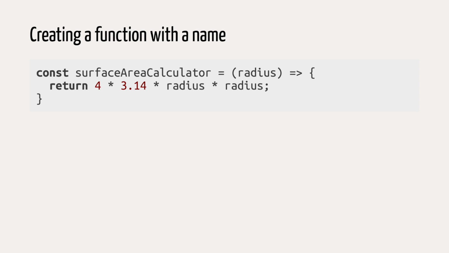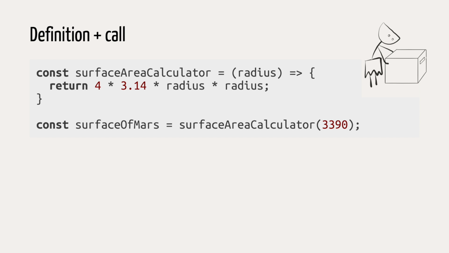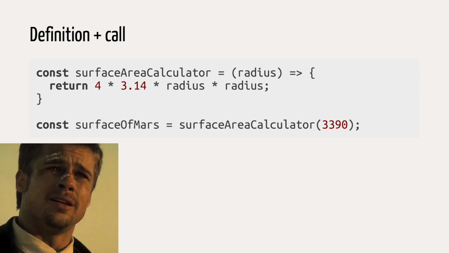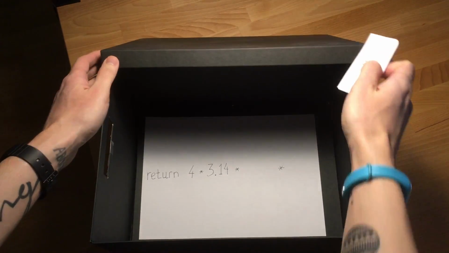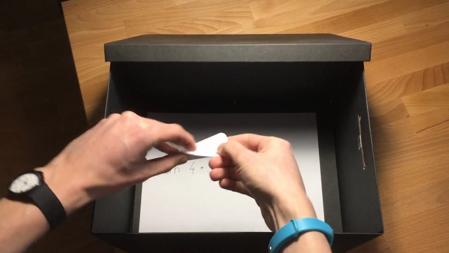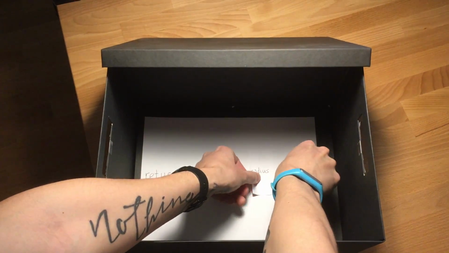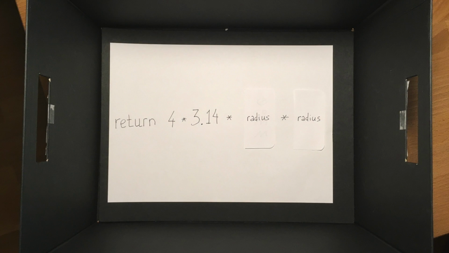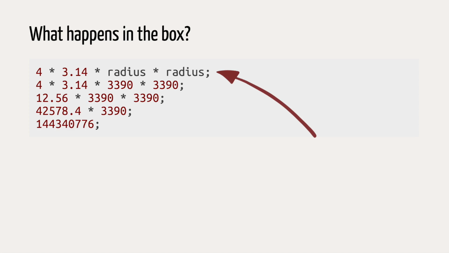So let's bring everything together. At the top there's a function definition, and then we have a function call. Let's look inside the box. What's happening when it's called with 3390 as an argument? Return wants to return the result, but it's not ready yet. Calculations should happen first. The argument is used in the calculation, so first it needs to replace the name radius with the actual value that was passed in, and then do the multiplications.